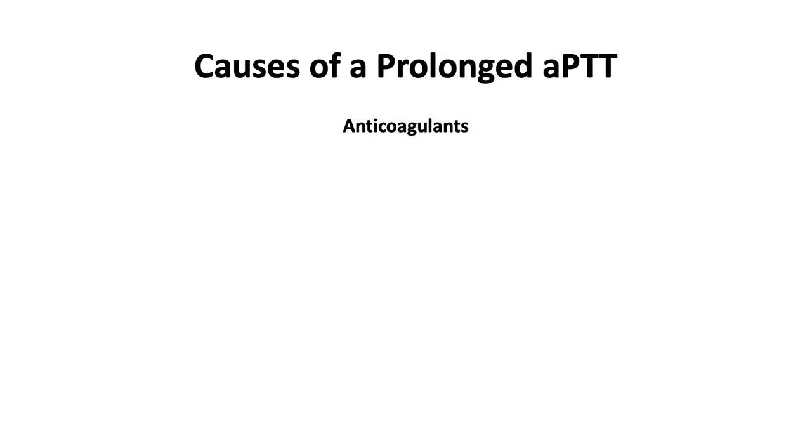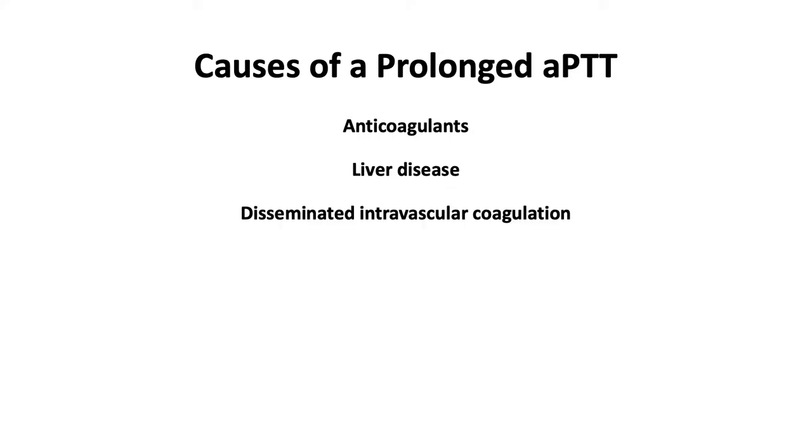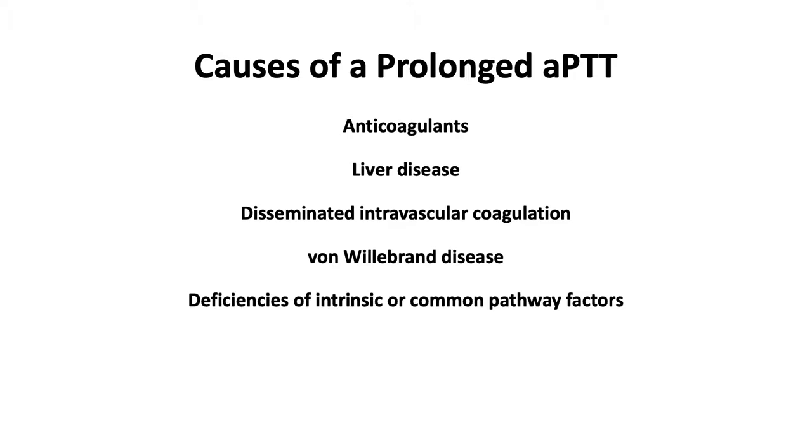Also supratherapeutic warfarin. Severe or chronic liver disease due to decreased production of coagulation factors will also prolong the aPTT, and so will disseminated intravascular coagulation due to coagulation factor consumption. Von Willebrand disease can be associated with a prolonged aPTT in patients with type 2N or 3 disease in which factor 8 activity is significantly decreased. A prolonged PTT can also be seen in congenital or acquired deficiencies of intrinsic or common pathway factors.